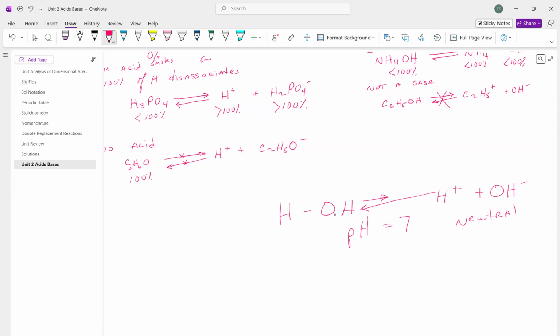Now, we're going to get into what pH is mathematically. It's the negative logarithm of the hydrogen ion concentration. For now, just consider 7 neutral. If it's less than 7, it's acidic. If it's greater than 7, it's alkaline or basic. Now notice pH: little p, big H. The p is always lowercase, never uppercase.